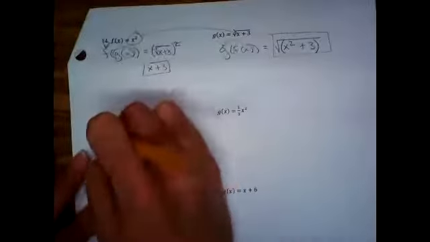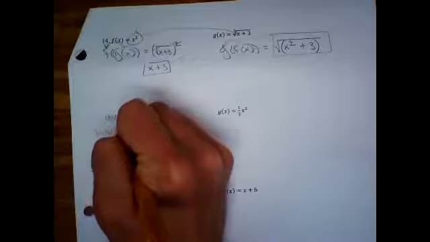All right, f of g of x. Again, you do have to label them because you have to know which one's which.